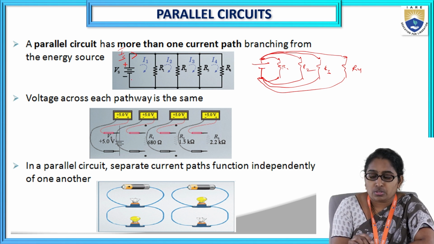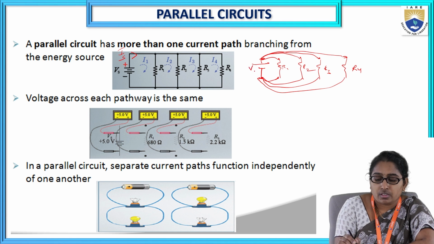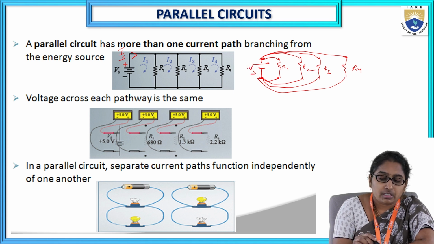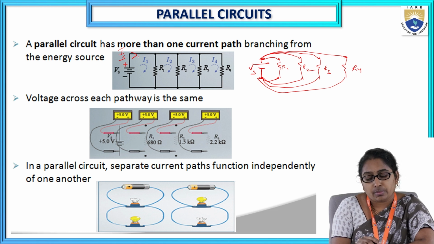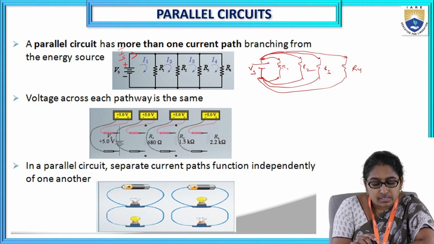Okay, that is what's shown here. Okay, so now see that. If IS is the current from the supply, this battery, then I1 is the current flowing in R1. From this IS, a fraction of current I1 is flowing to the element R1.